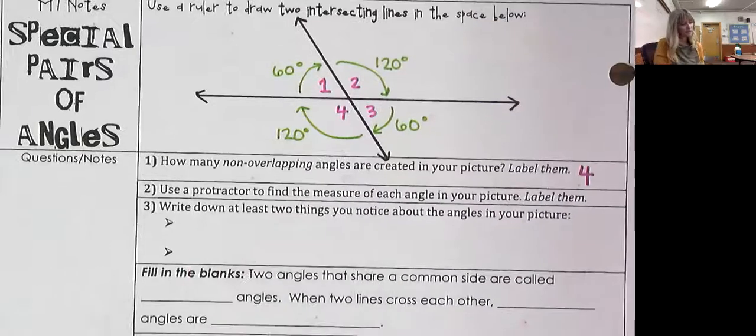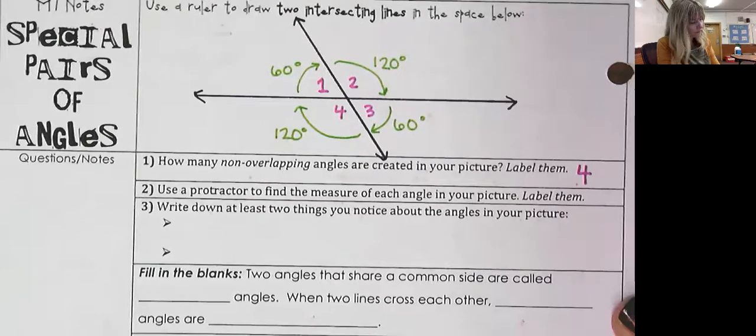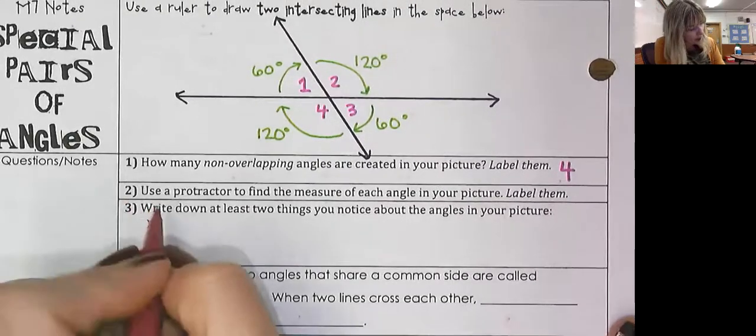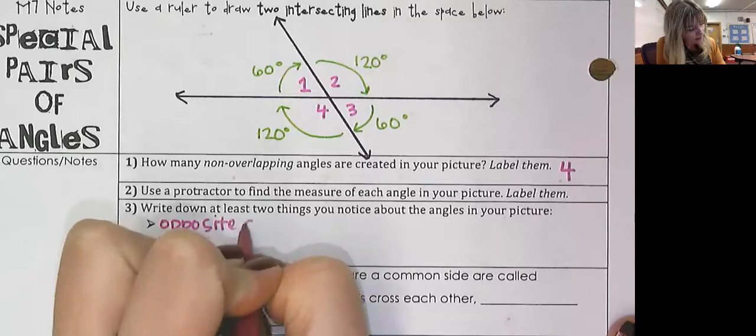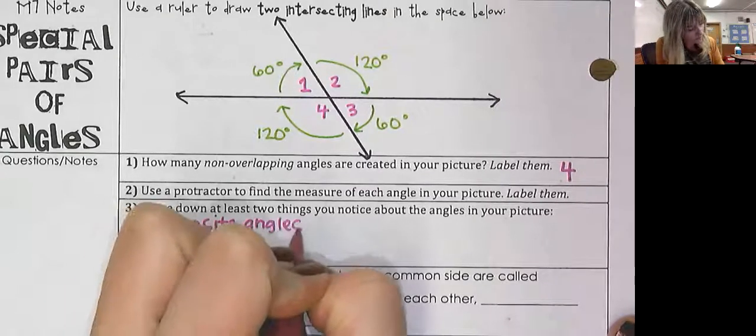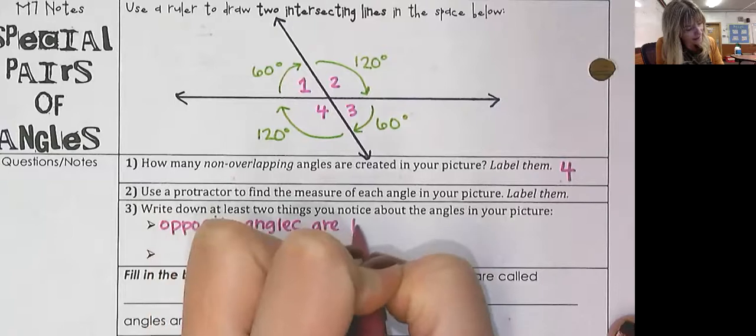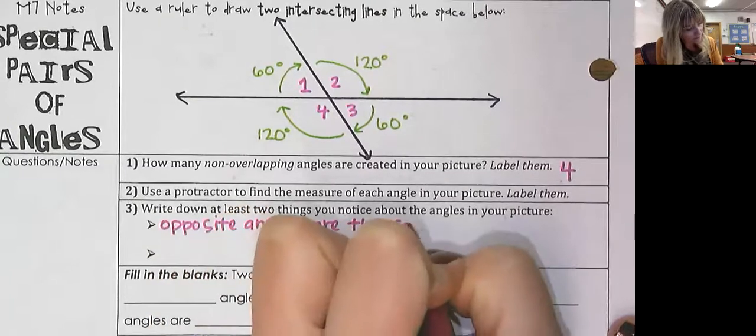Write down at least 2 things you notice about the angles in your picture. Okay, this is important stuff. Are you ready? So 2 things I notice. Here's one thing that I notice. Opposite angles are the same measure. Do you notice that?